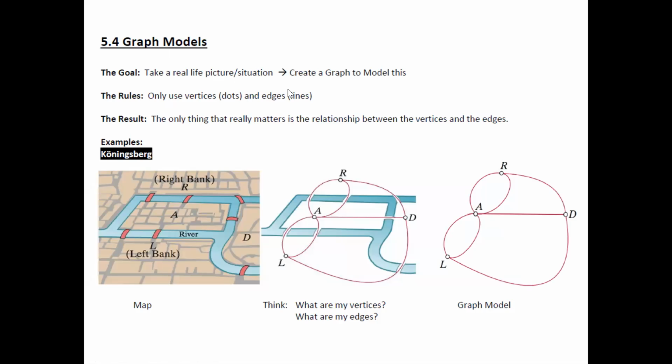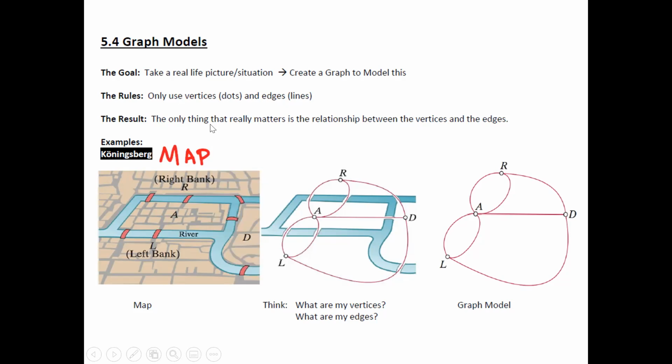All right, let's go ahead and get started on your guided notes. Looking at this right here, the goal of today is to take a real life picture situation and create a graph to model this real life situation. The rule is that you only use vertices, dots, and edges, lines. And the result is that the only thing that really matters is the relationship between the vertices and the edges. So for example, in the very beginning of graph theory, we talked about Königsberg, where Euler actually visited this little Eastern European town and was wondering if it's possible to cross all the bridges without any repeats.